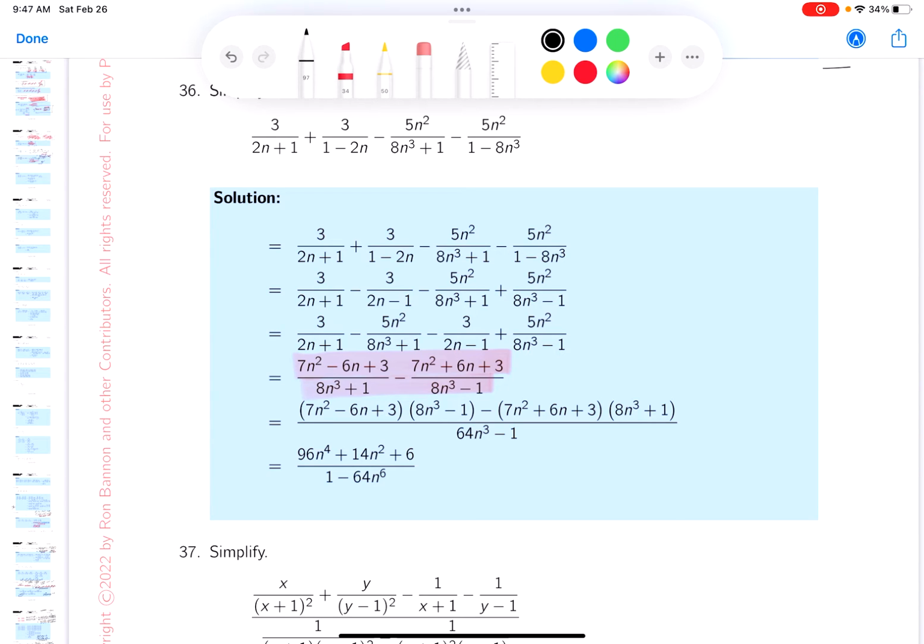So the product of those two, 8n cubed minus 1 times 8n cubed plus 1, they're relatively simple to do, by the way. They're conjugates. You can get 64n^6 minus 1.